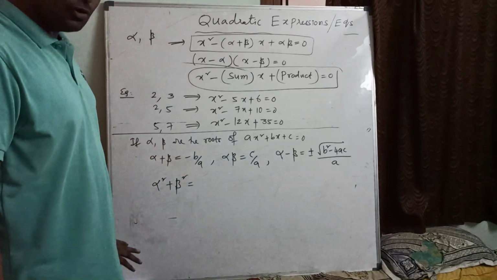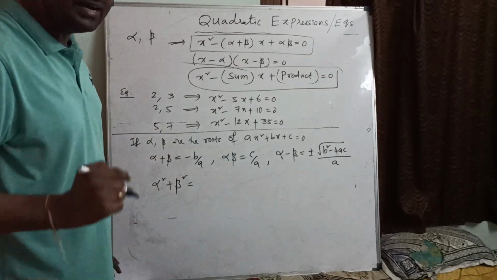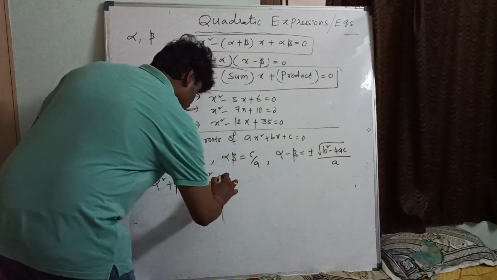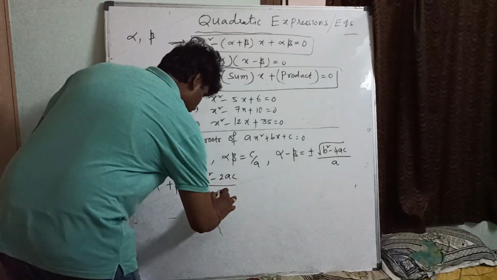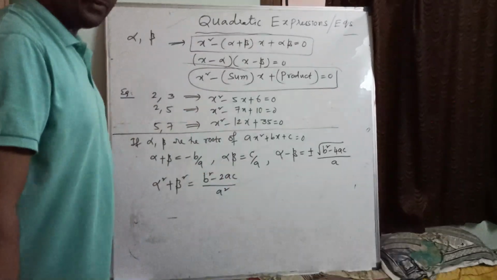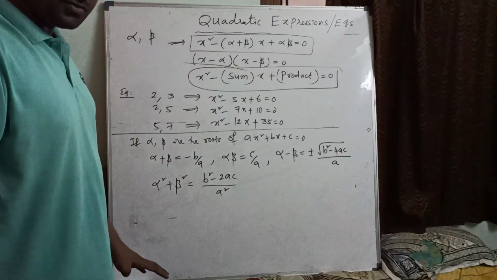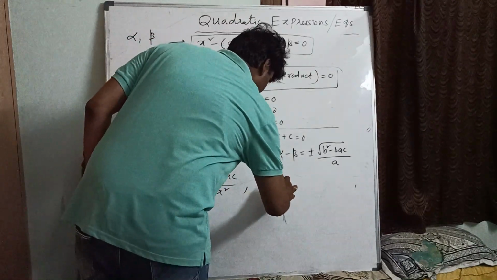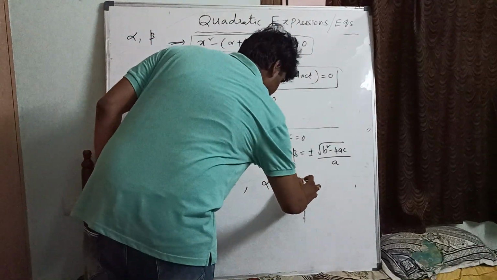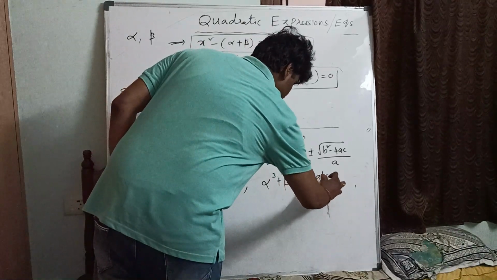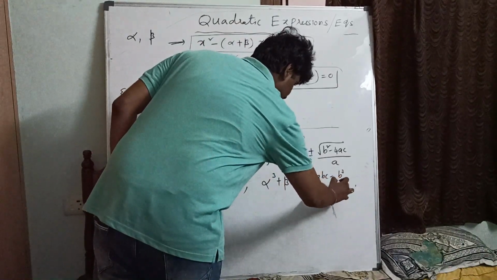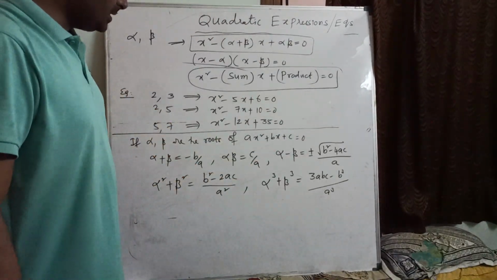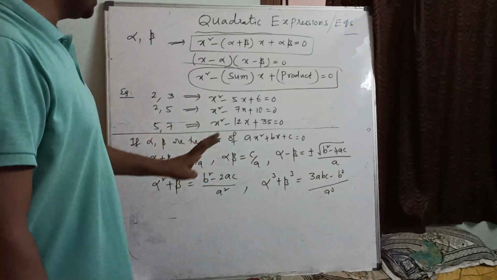Correct? So from that only I am going to get one more formula which can be remembered directly for competitive exams. So b square minus 2ac by a square. This is the direct formula for sum of squares of roots. Now similarly, sum of cubes of roots also we have. So what is that? 3abc minus b cube by a cube. That is the direct formula for sum of cubes of roots.